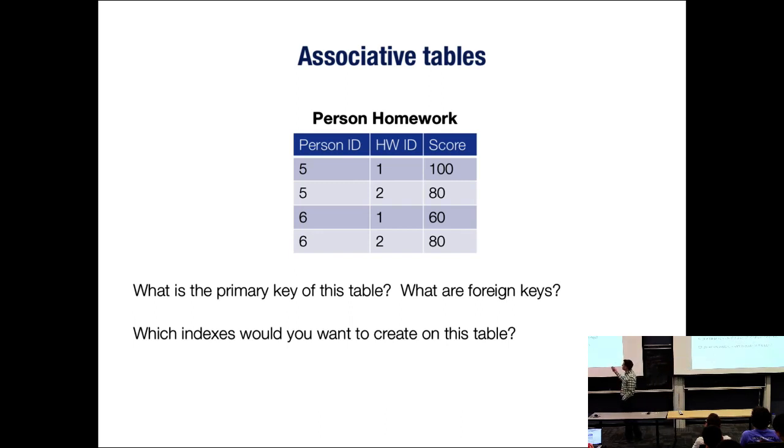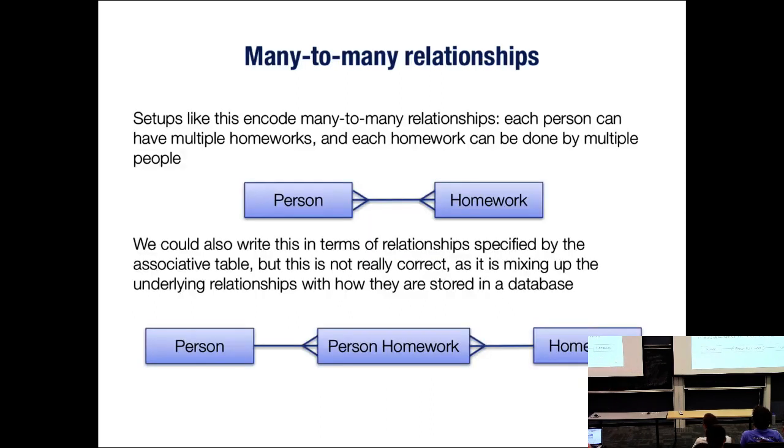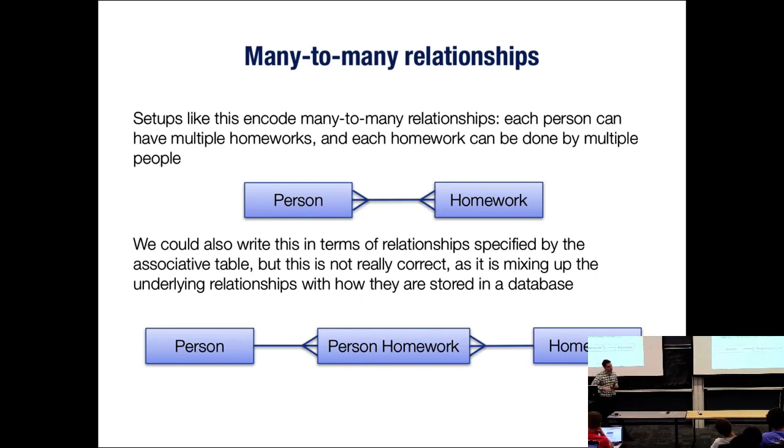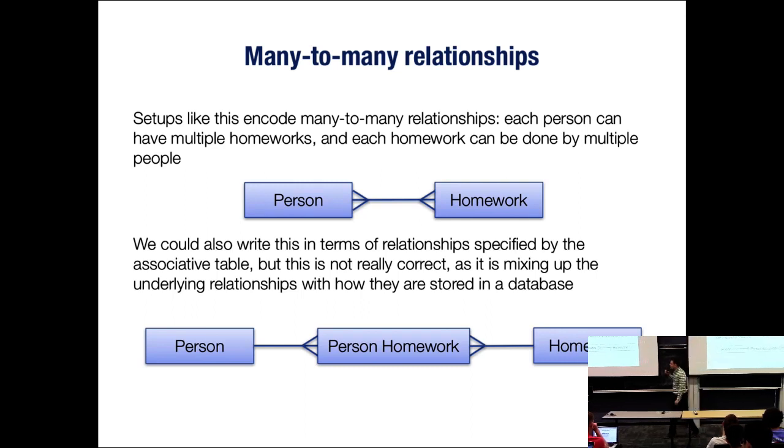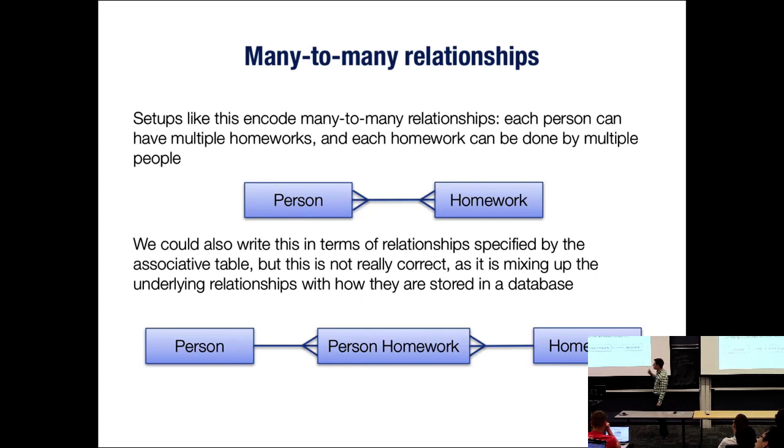Okay, so the way you draw a many-to-many relationship is with the many relationship side on both entities. So here, a person can have many homeworks, and a homework can be done by many people. And just to clarify, we could also relate this in terms of an associative table. So we could make explicit our table here and say that one person has many entries in this table, and one homework has many entries in this table. And that's actually equivalent to this relationship up top. But the only difference there is, wait, did I write this backwards? No, this is right. OK.